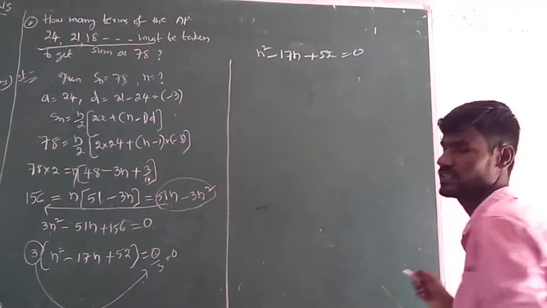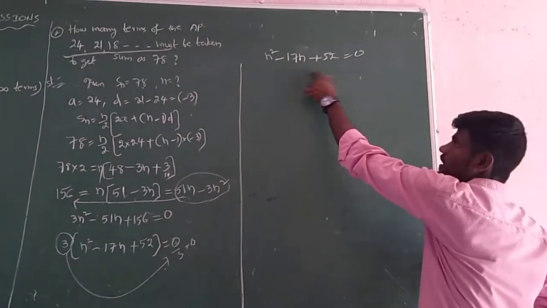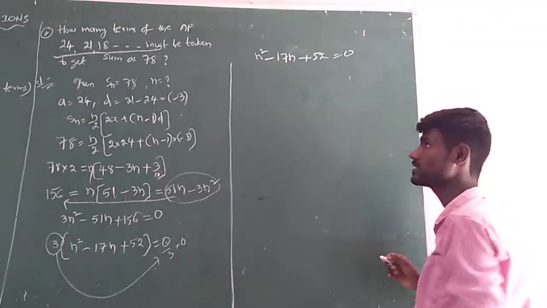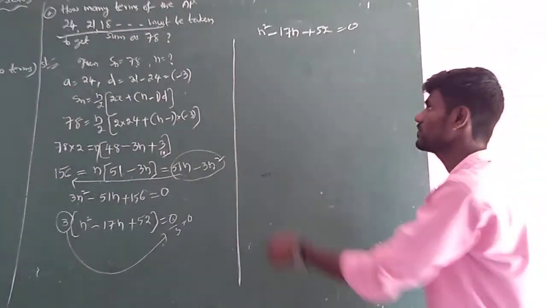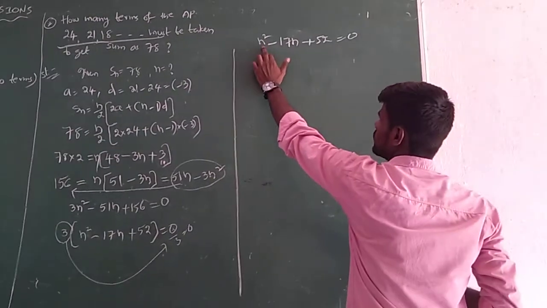This is the quadratic equation form. Already we know how to solve a quadratic equation by different methods: factorization, quadratic formula, or completing the square. Generally we prefer factorization. Let us do the factorization.